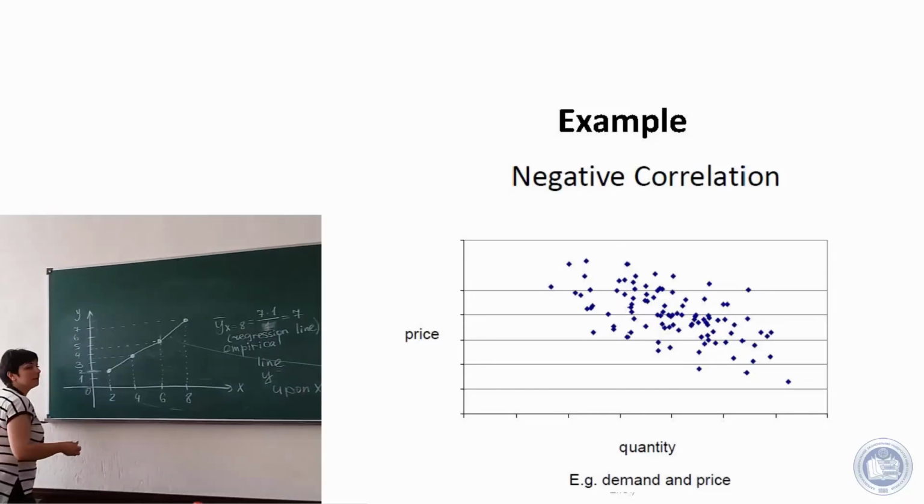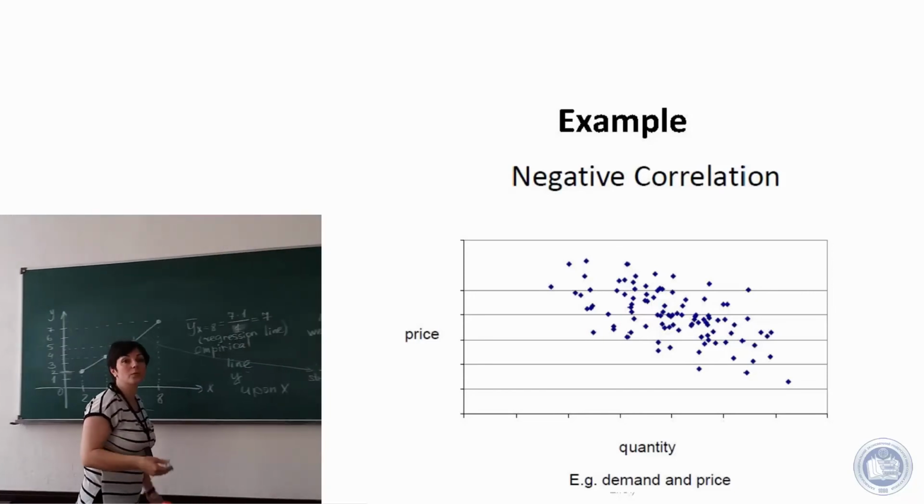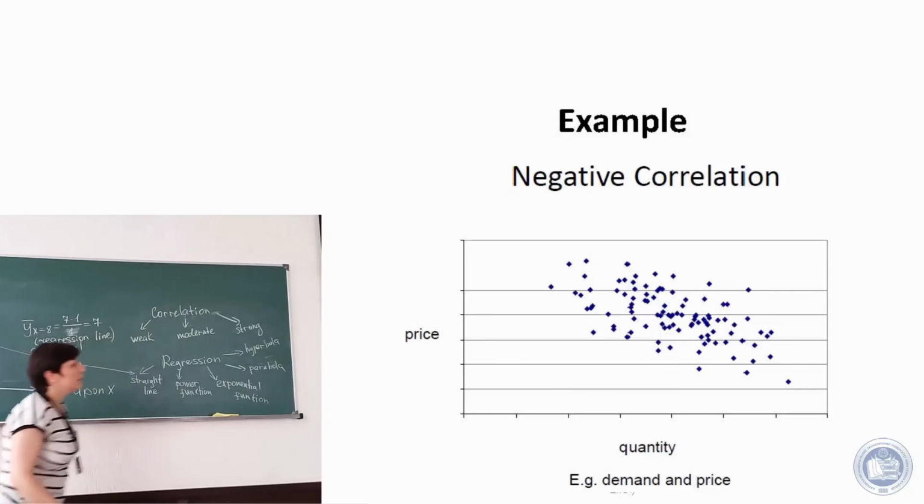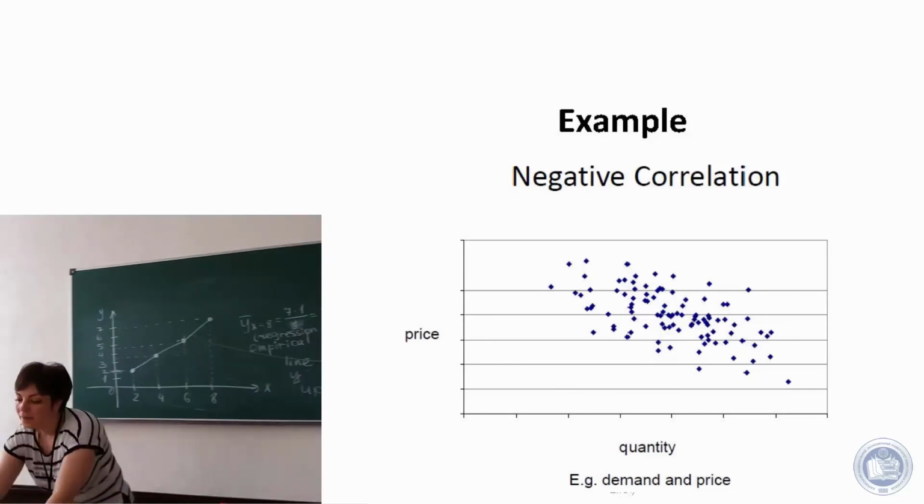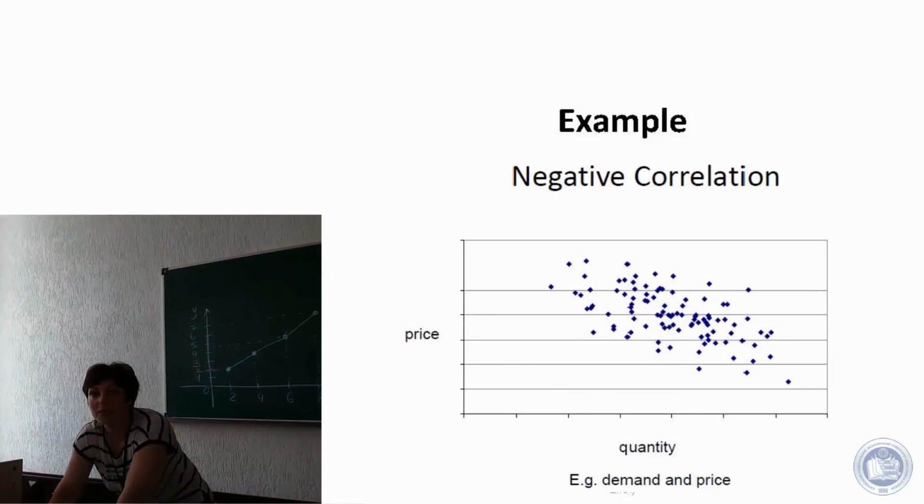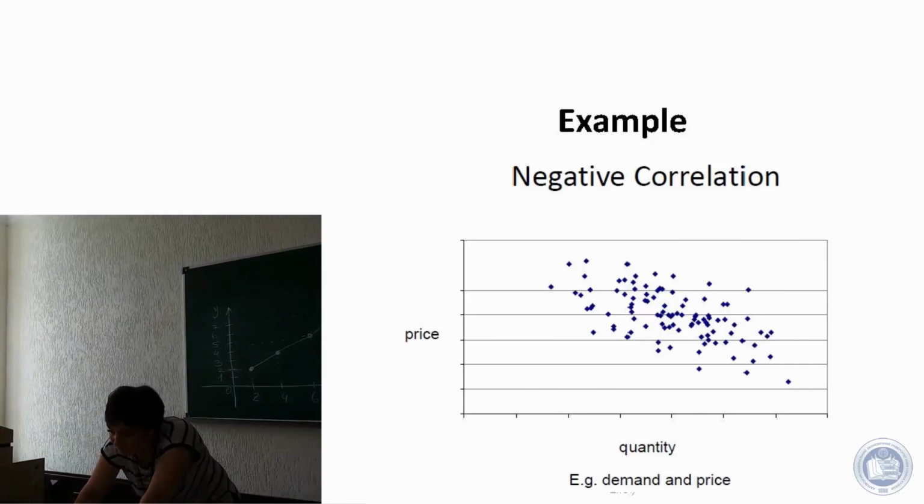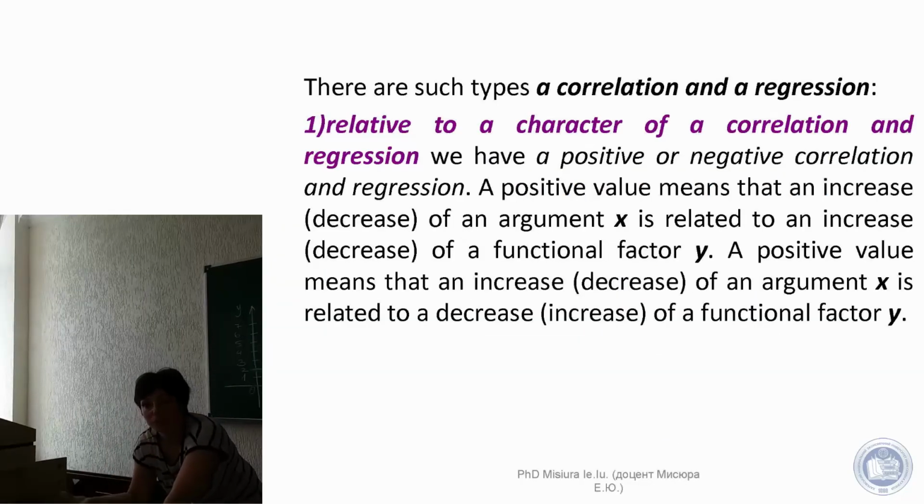Now, students. And why? Okay. You can plot the table for your example later. Okay, let's continue. First, correlation may be positive or negative.